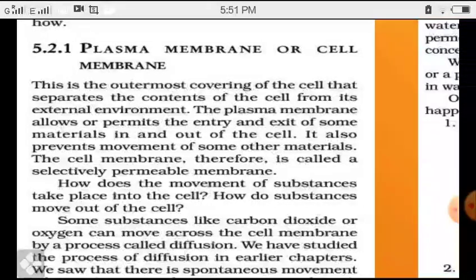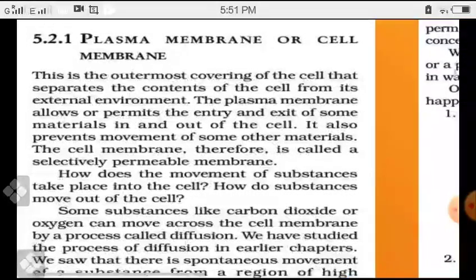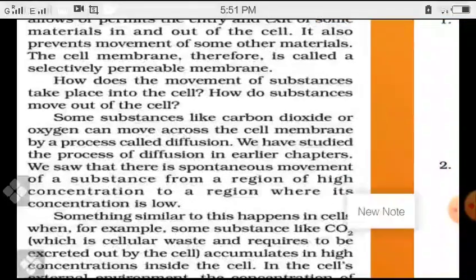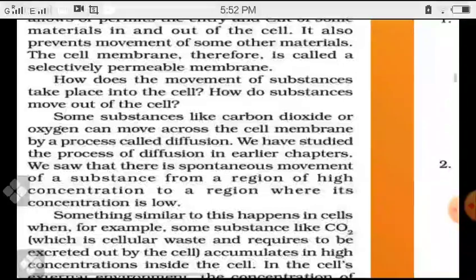So the cell membrane is also called a selectively permeable membrane. It's also called the plasma membrane, cell membrane, selectively permeable membrane or semi-permeable membrane. So how does the movement of substances take place into the cell and out of the cell? Let us come to know.